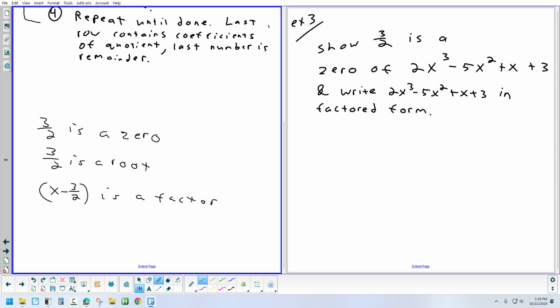So all these mean the same thing. If 3/2 is a 0, it means it's a root. It means x minus 3/2 is a factor. Nobody said this one, but it also means 3/2 is an x-intercept. But this is the one that's important. So what I'm going to do is I'm going to show that x minus 3/2 is a factor, which then automatically means 3/2 is a 0. Okay? How do I show something as a factor of something else? Even with just regular numbers.